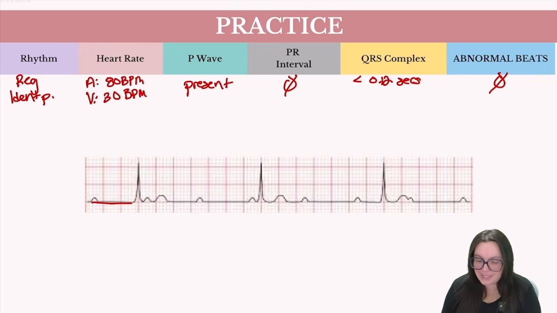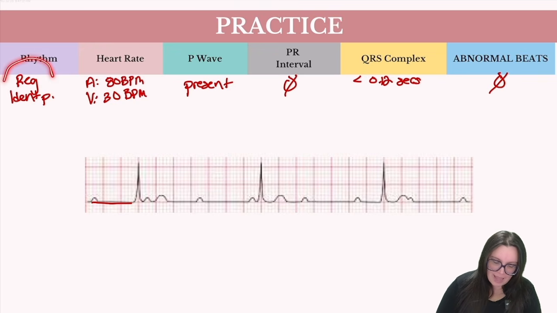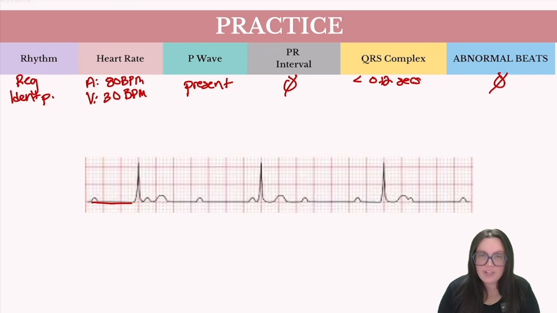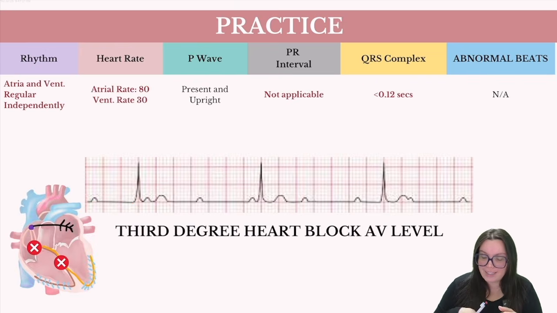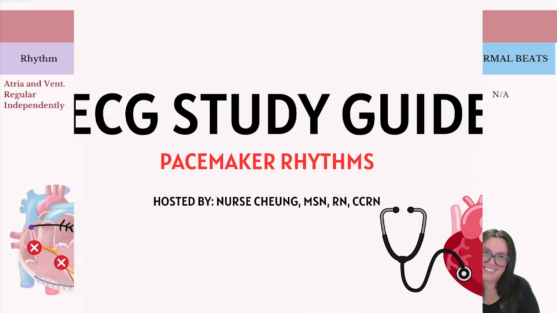Not really. The biggest key here when it comes to this particular kind of rhythm is the fact that I have an atrial and a ventricular rhythm that are both working appropriately. They're just not speaking to each other. So anytime we see this chaotic kind of rhythm, we're most likely dealing with a third-degree heart block.